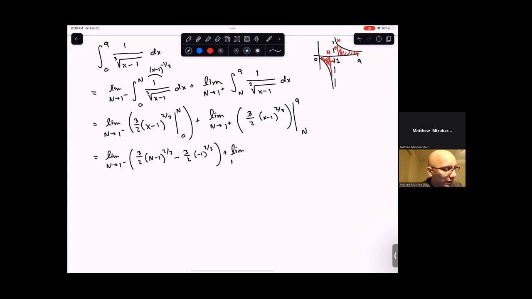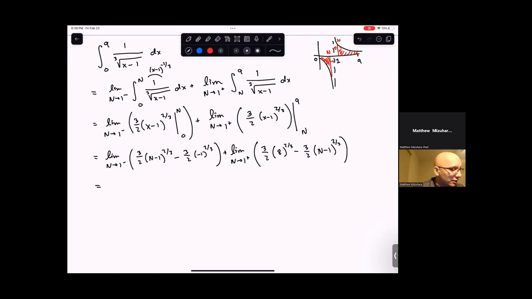Plus the limit as n approaches 1 from the right. Same game. Let me plug in 9 first. That's going to be 9 minus 1 is 8 to the 2/3, minus 3 halves, and now (n minus 1) to the 2/3. So I sure hope both of these limit problems work. There's a lot of work for something if it doesn't work. Let's see.